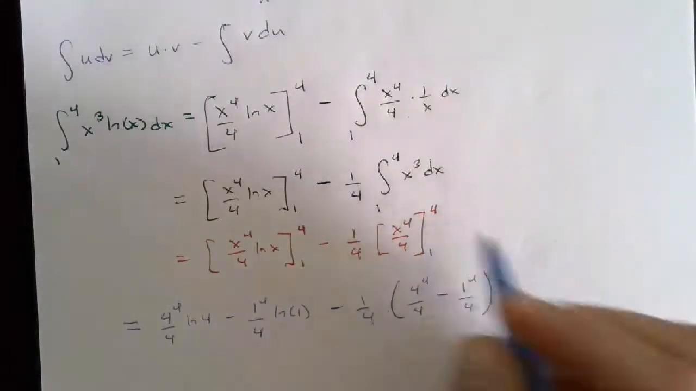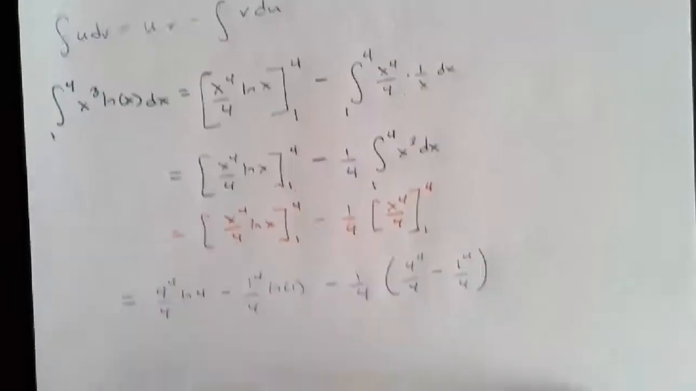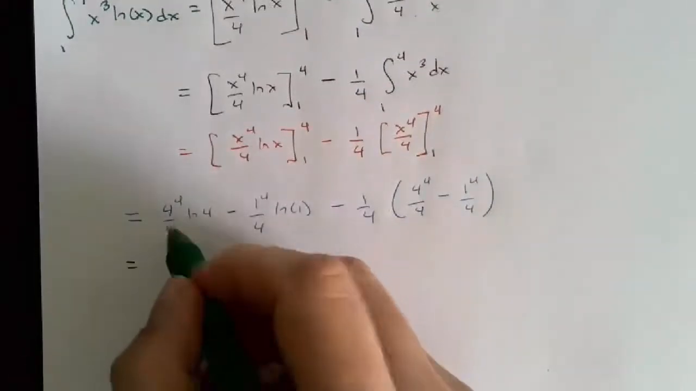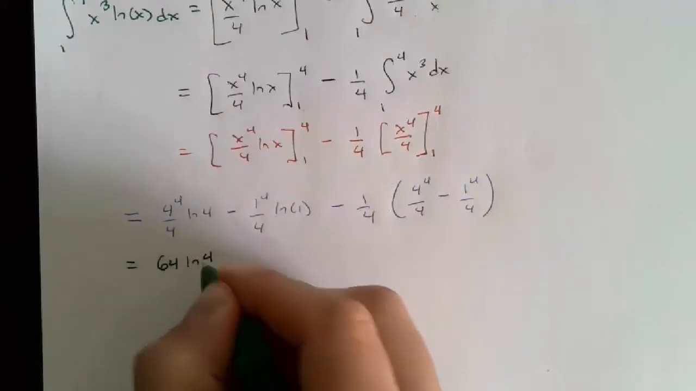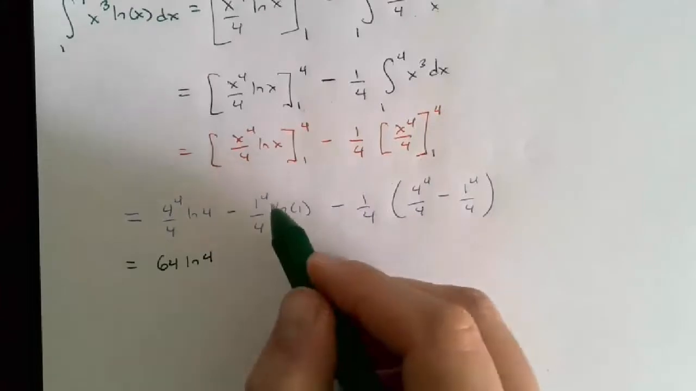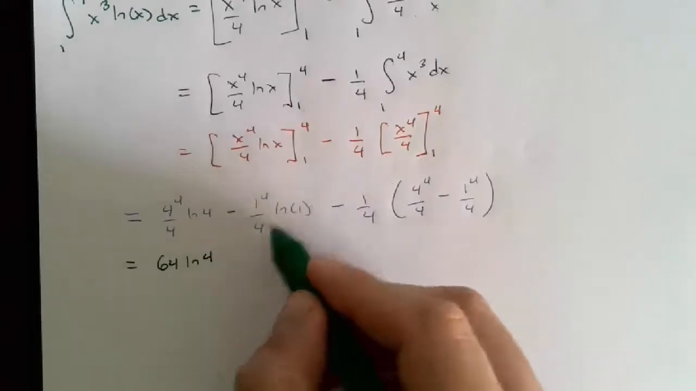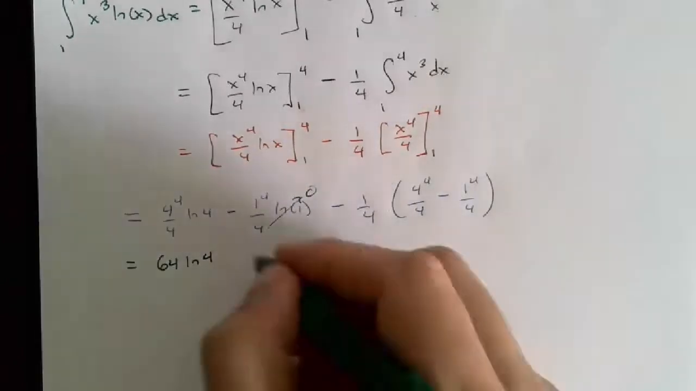All right, this is just following what we normally would do. Substituting in the upper limit, subtracting off the lower limit. Same thing here. And then we simplify. So 4 to the fourth over 4 is really 4 to the third, so that's 64. Natural log of 4 will stay natural log of 4. Minus, we got 1 to the fourth, which is 1 over 4, but then natural log of 1, remember, that goes to 0, so this whole term is 0, because natural log of 1 is 0.